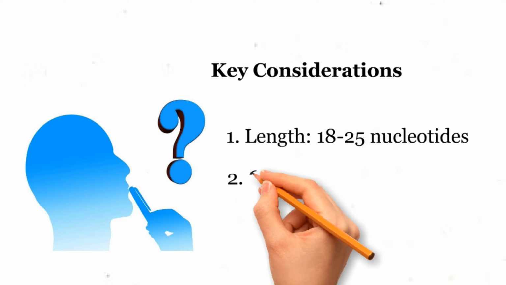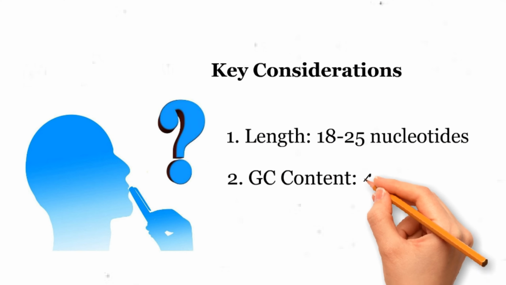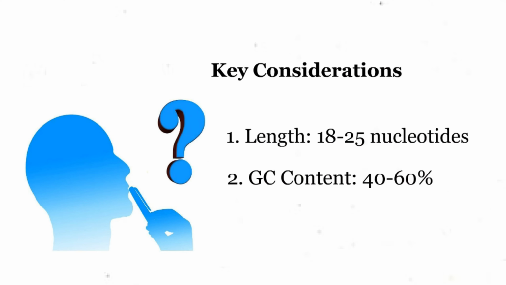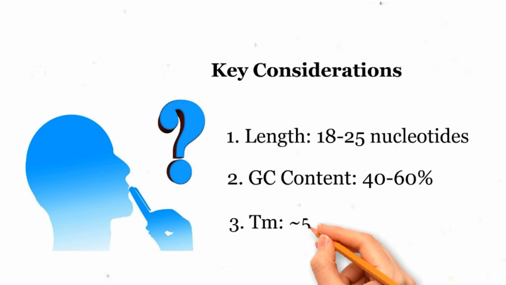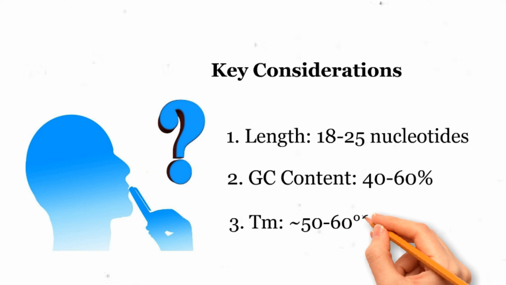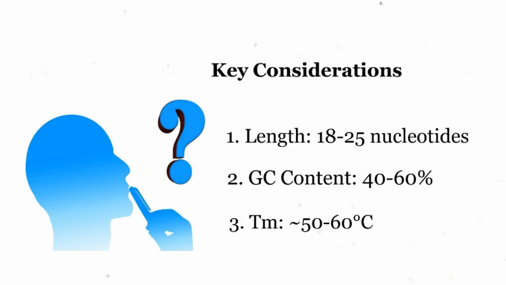Second, GC content, which should ideally be between 40% and 60%. Guanine (G) and cytosine (C) bases form stronger bonds, which provide stability for primer binding. Finally, the melting temperature, or Tm, should be around 50-60 degrees Celsius. This temperature ensures efficient binding during PCR without causing mismatches.